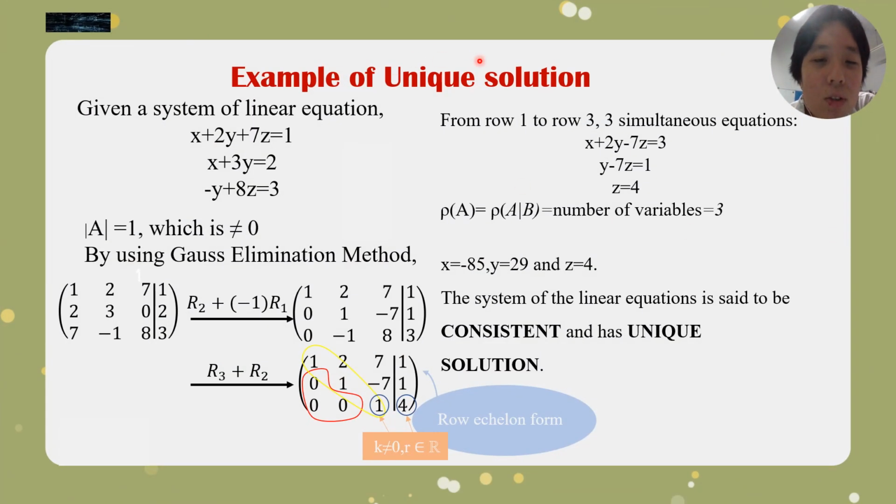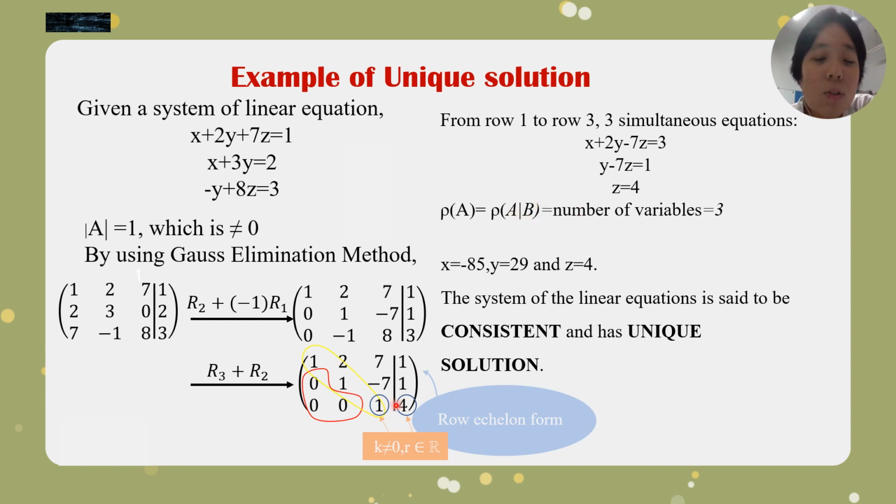Here are the examples of system of linear equation for unique solution. Given a linear equation, by using Gauss elimination method, we could get row echelon form reduced from the augmented matrix AB. And from the row echelon form, we can know that the rank of matrix A equals to rank of augmented matrix AB equals to number of variables equals to 3.